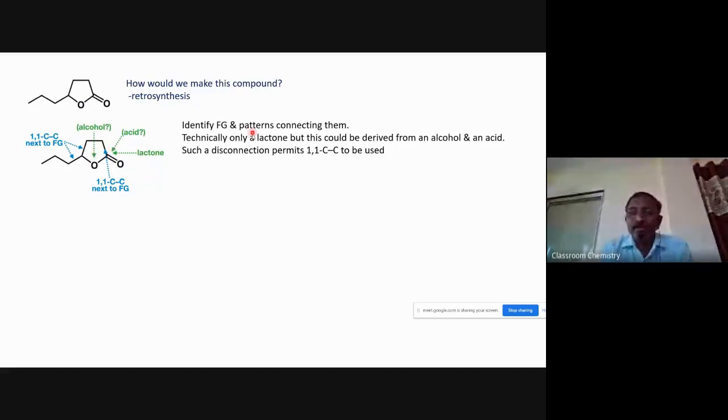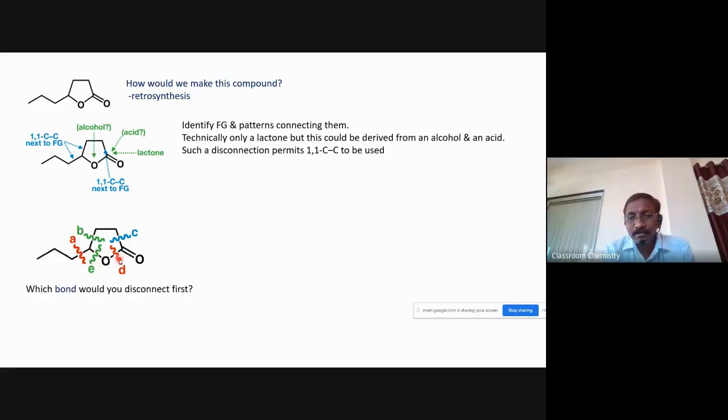So if there is a lactone, then we can always obtain it from an alcohol and an acid, and that's why we prefer such a disconnection between oxygen and carbonyl most. No doubt there are so many ways to disconnect, 1, 2, 3, 4, 5, but we have to disconnect over here only, right? So that is very important. And once we obtain this, then we can carry out further reaction.